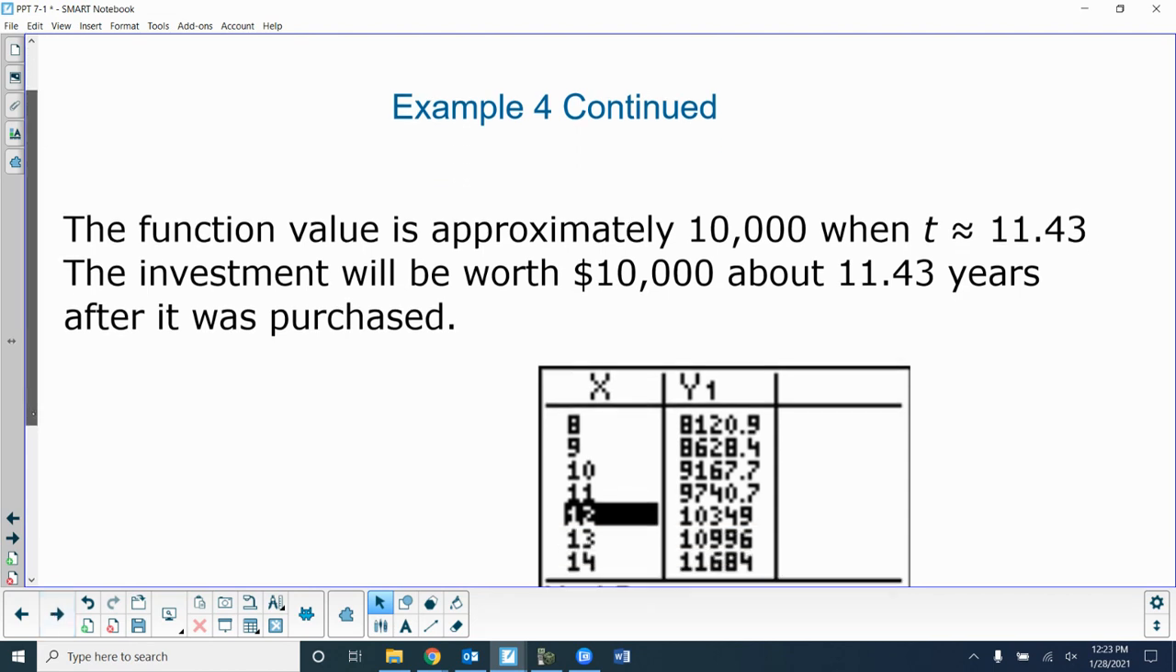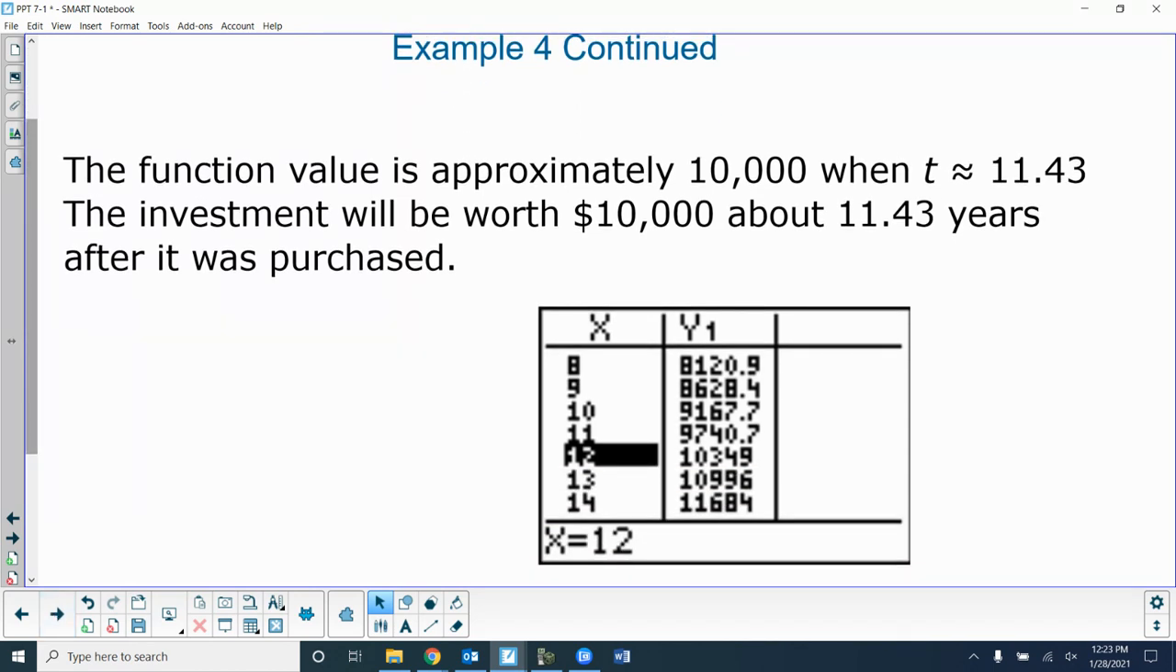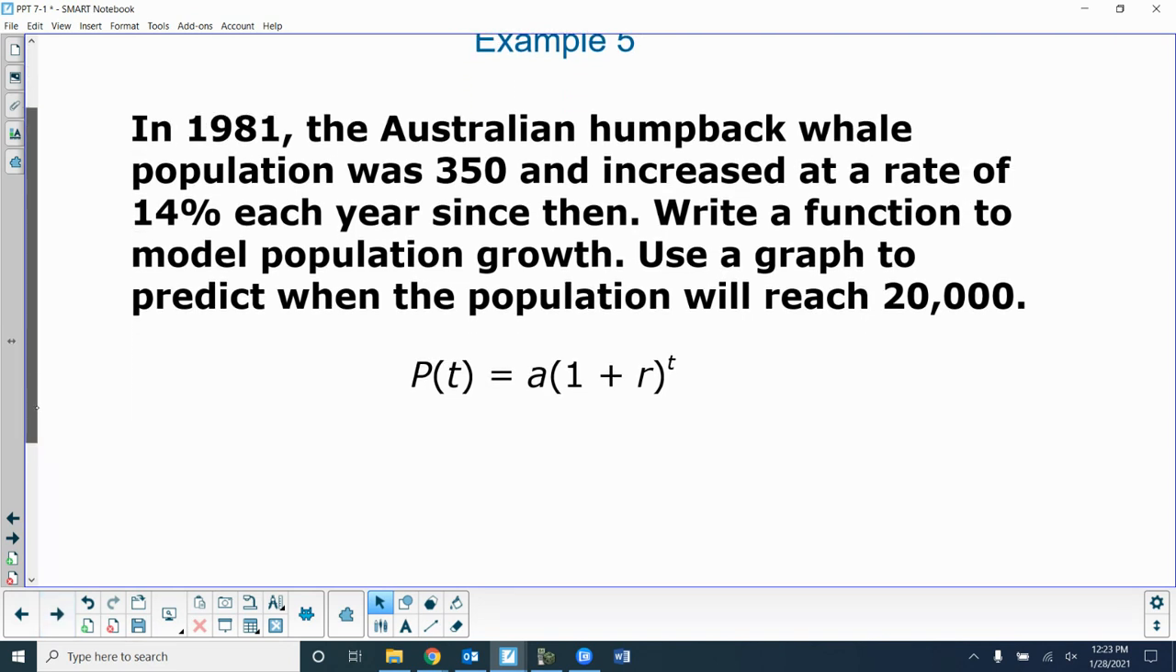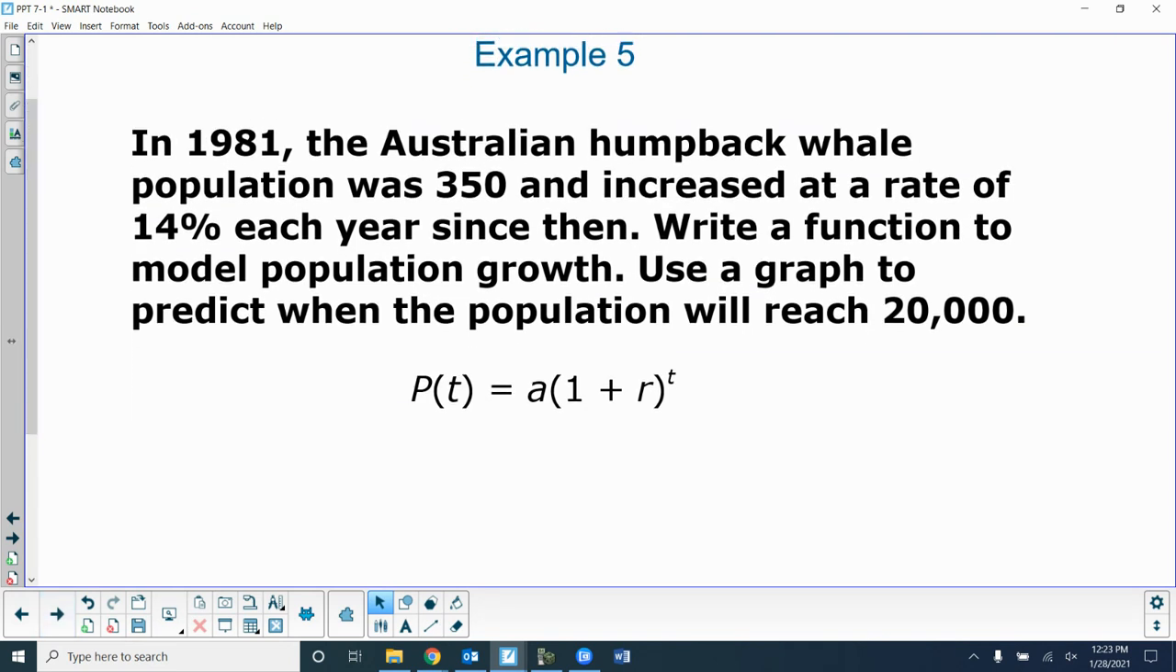Here's the table they looked at. How about this one, another growth, right? What goes in for little a? 350. What goes in for R? 0.014. 0.14, right?